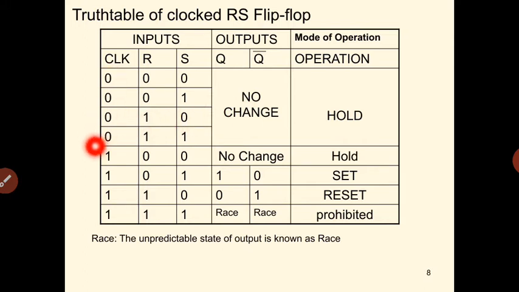Whenever there is no clock applied to the flip-flop, what happens? Output will be no change and the mode of operation will be hold. That means the flip-flop is in hold state. Whatever the output was earlier, before applying the clock, will continue since you are not applying any clock signal. So whenever clock is equal to 0, irrespective of the input combinations, there is no change in the output.